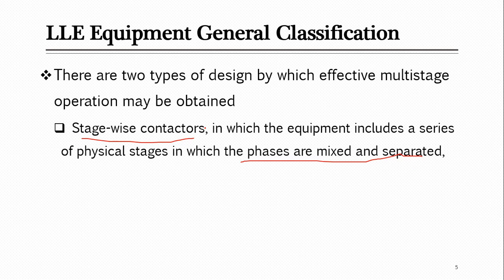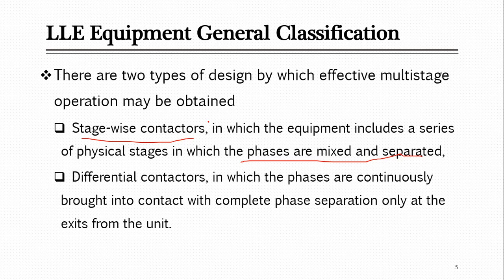There is one stage in which mixing is taking place and then settling is taking place, then again mixing and settling. Why are we going for this? To improve the extraction efficiency. The other type of equipment is named differential contactors. In this kind of equipment, the phases continuously come in contact with each other, and they are separated only at the exits from the unit.